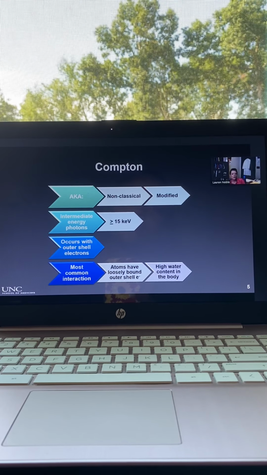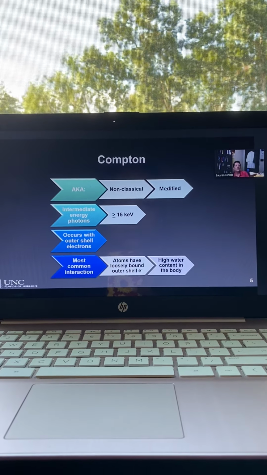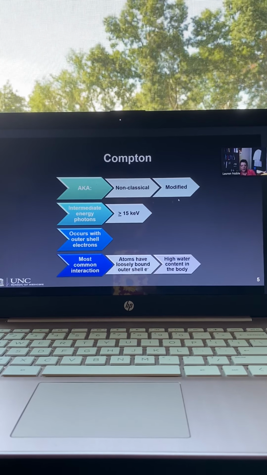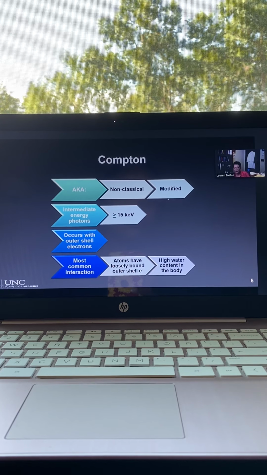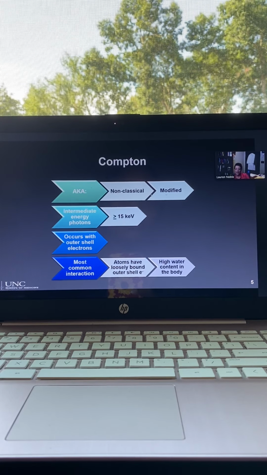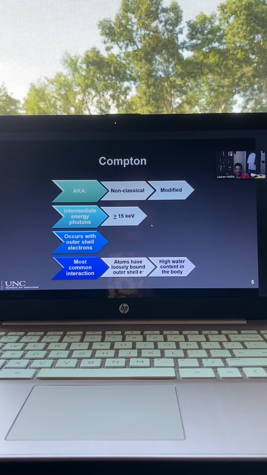Compton, some other names it's referred to as are non-classical or modified. Do not worry about these names. I just put this up here out of interest. I will not ask you these names on a test or a quiz. So for testing purposes, don't worry about this.